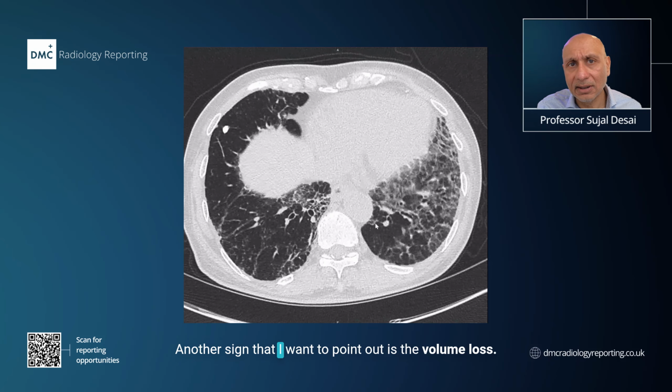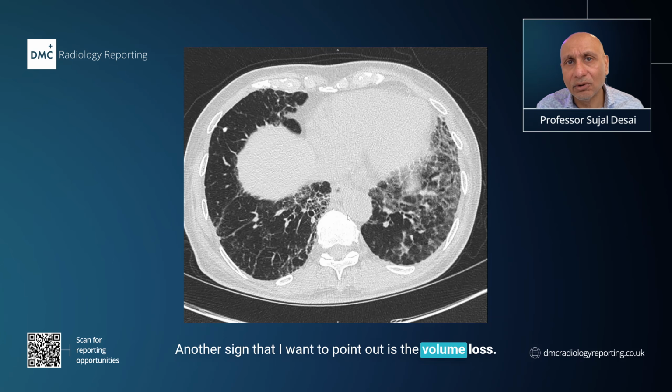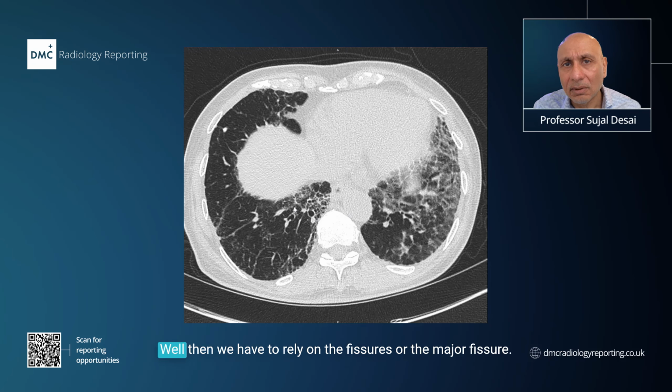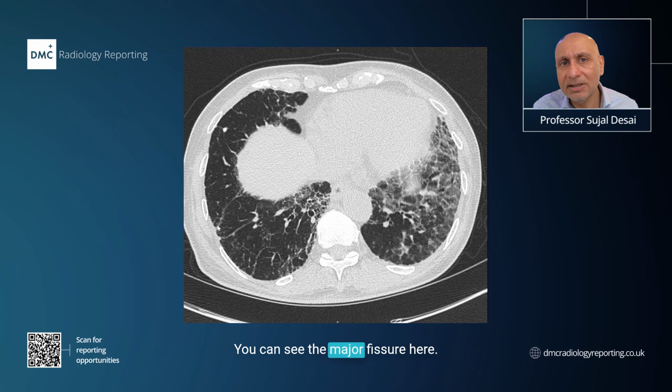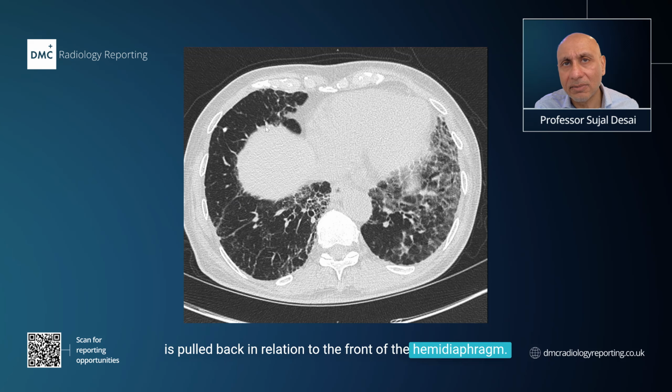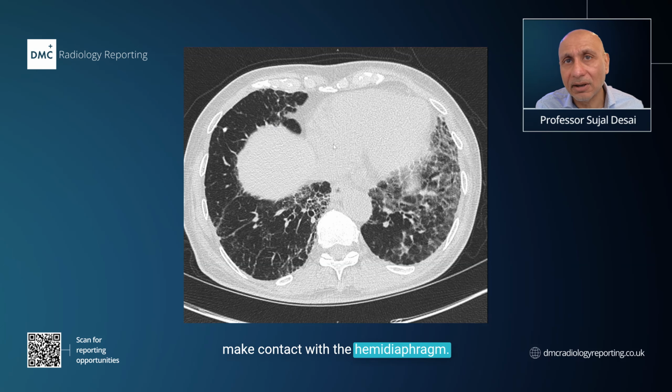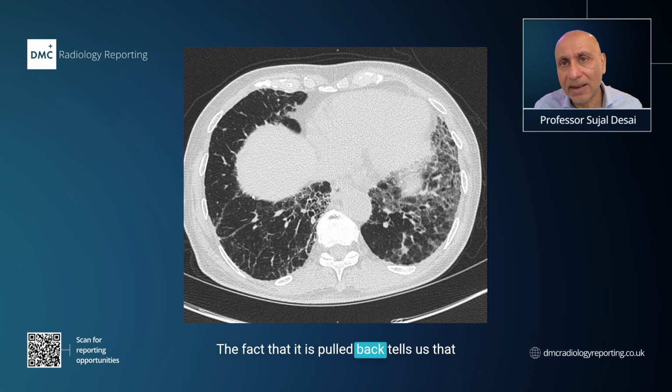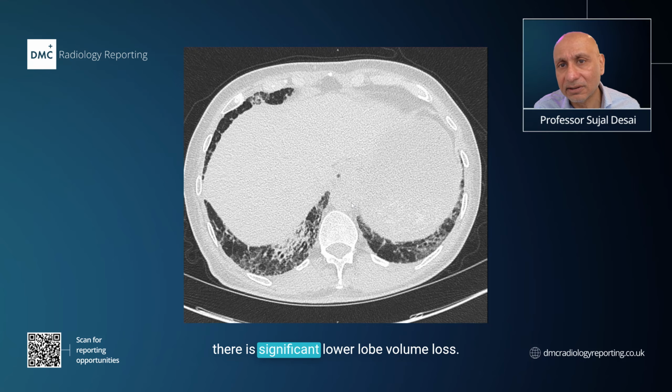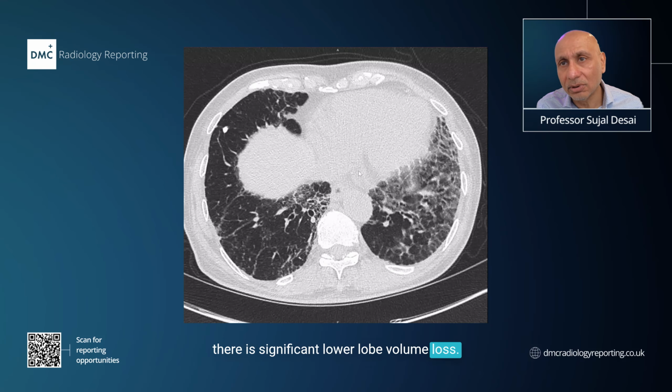Another sign that I want to point out is the volume loss. Now, how do we tell volume loss on a CT scan? Well, then we have to rely on the fissures or the major fissure. You can see the major fissure here is pulled back in relation to the front of the hemidiaphragm. This is where a normal fissure should make contact with the hemidiaphragm. The fact that it is pulled back tells us that there is significant lower lobe volume loss.